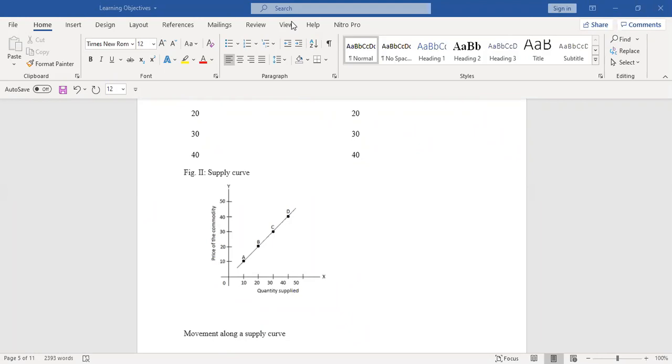What will be the effect on quantity supplied? Not the supply curve, on quantity supplied we're talking about here now, right? Of a rise in price.